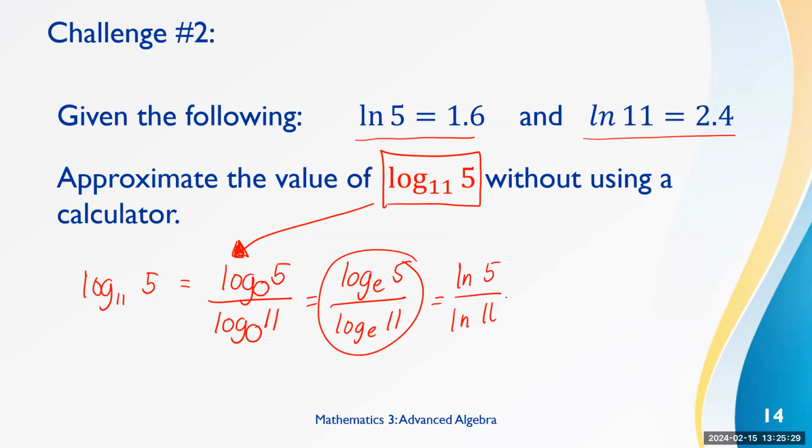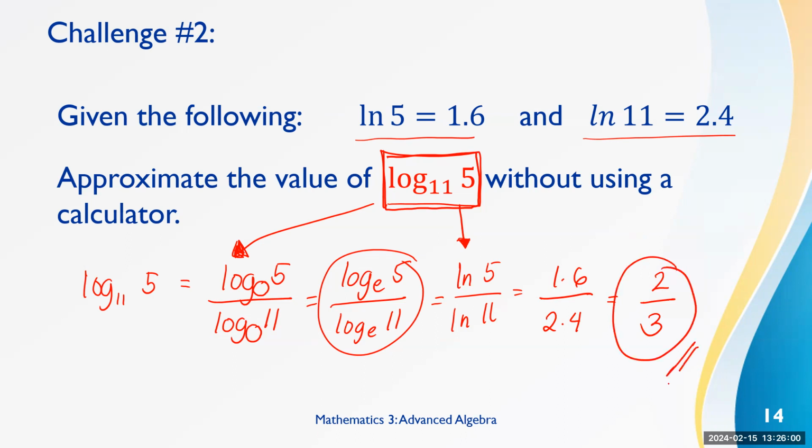So this means that the given log base 11 of 5 is equal to ln 5 divided by ln 11. So this is 1.6 divided by 2.4. This gives us 2 divided by 3, or 2/3. So 2/3 is our answer here.